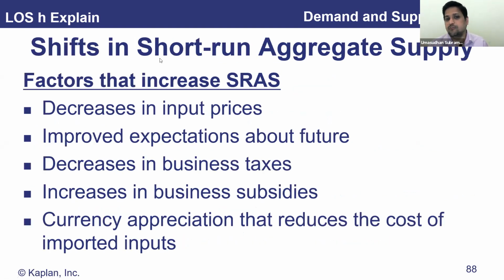Right now we are moving towards aggregate supply. So far we spoke about aggregate demand, which is C plus I plus G plus X minus M.